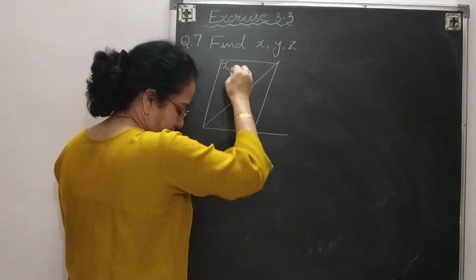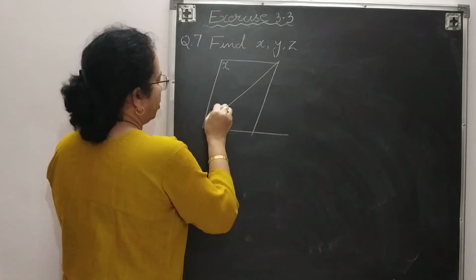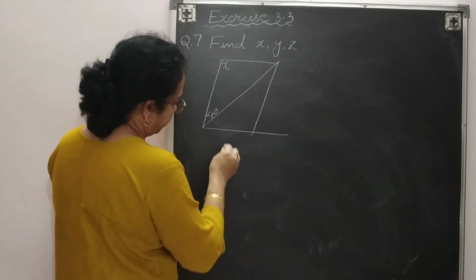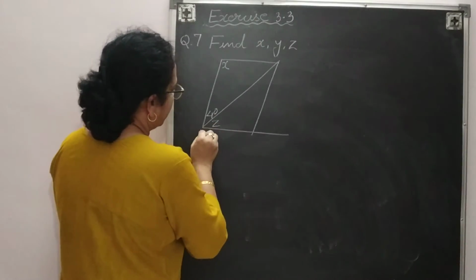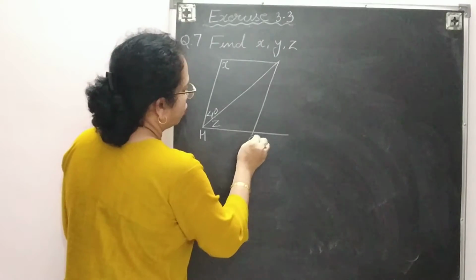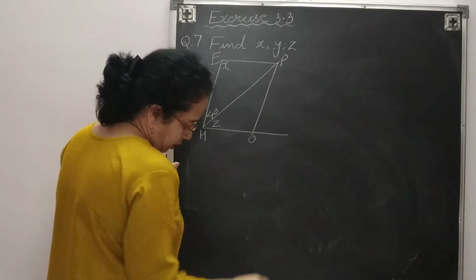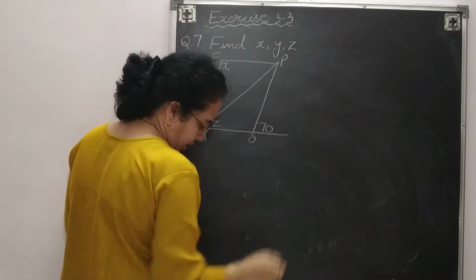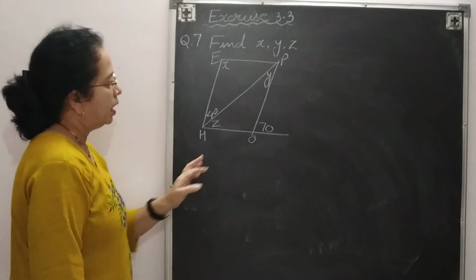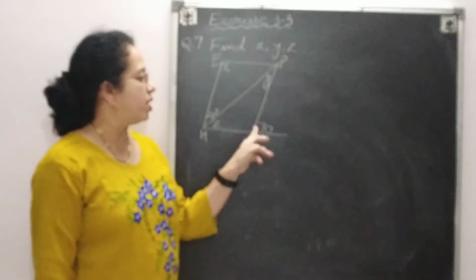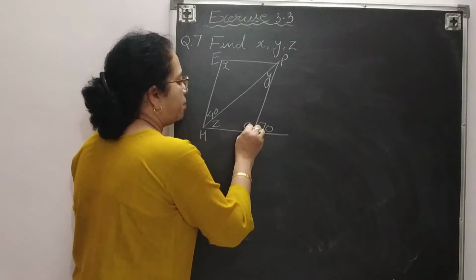This one is x. This is 40 degree. This is z. The figure is given for HOPE, H-O-P-E, hope. This is given 70 degree, and the small angle is y. Okay. So if 70 degree is given, you can find out this angle, but name is not given, so you can give name by your own.